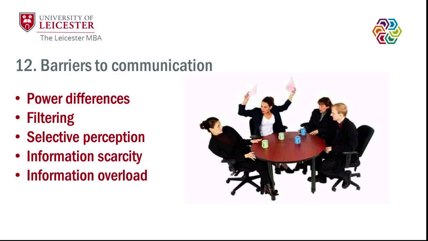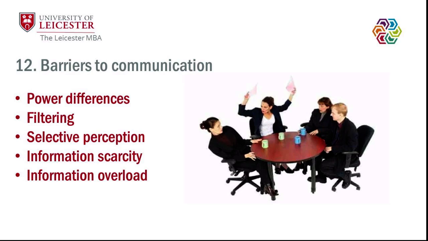Selective perception is a process similar to filtering, but it's performed by the receiver. And in this situation, the receiver only hears what he or she wants to hear. Communication is therefore interpreted based on the needs, motivation and other characteristics of the receiver rather than what the message objectively contains.